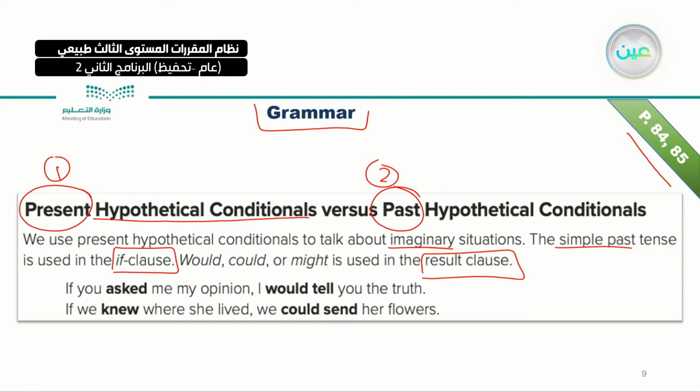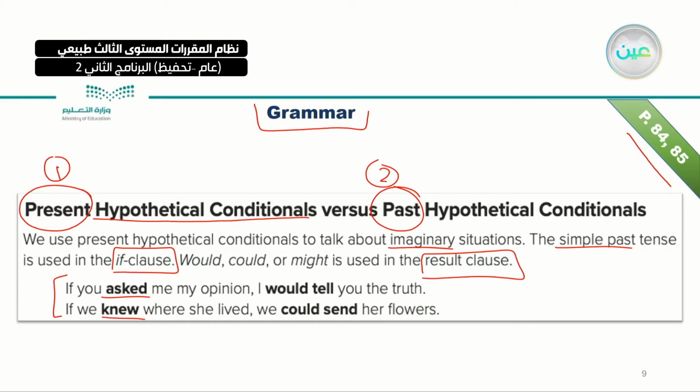Actually, let's see some examples here. If you asked me my opinion, as you can see, we used -ed, this is the regular verb, and this one is irregular. If you asked me my opinion, I would tell you the truth. As I said, imaginary, asking and giving advice, for example. Do you remember this? So here, if you asked me my opinion, but you didn't ask me about my opinion, I would tell you the truth. This is the result clause.